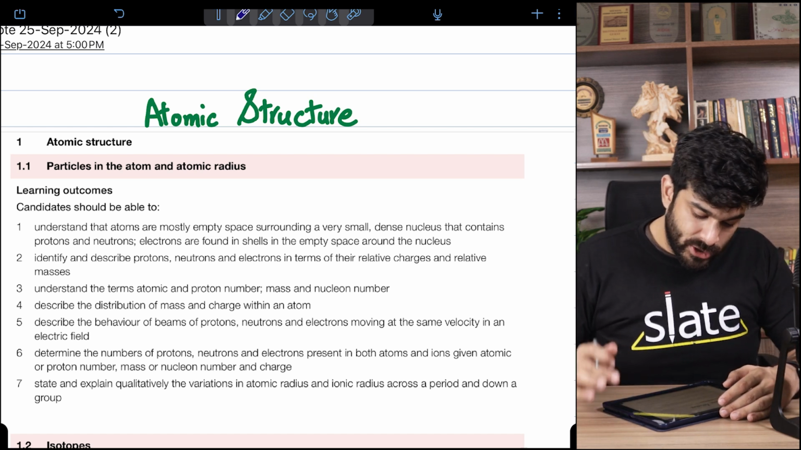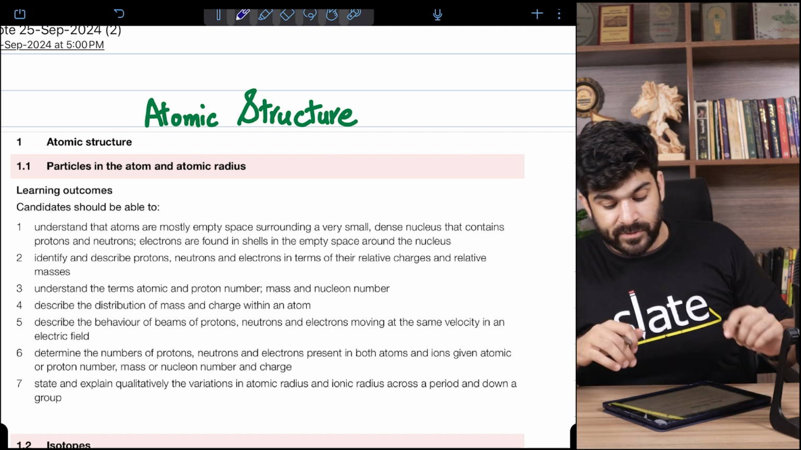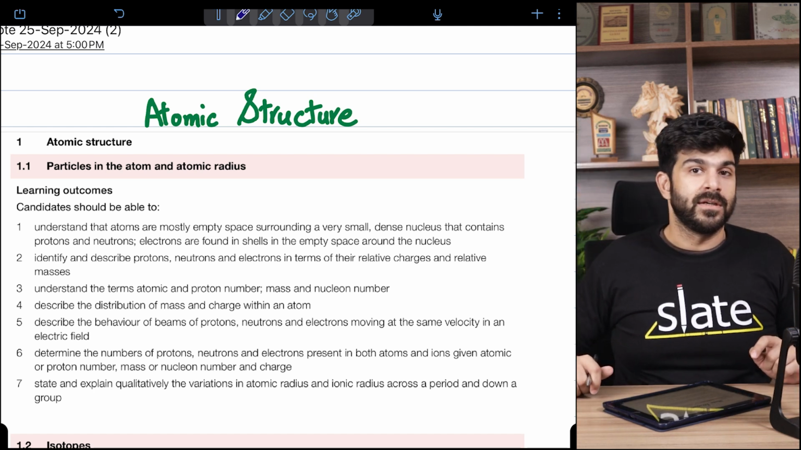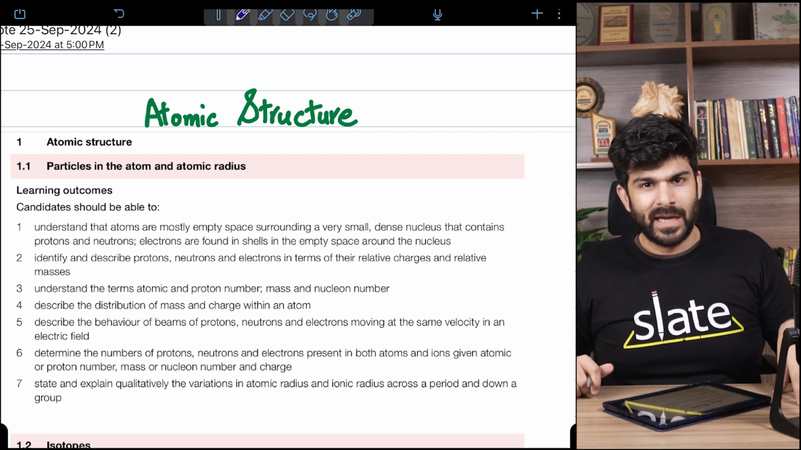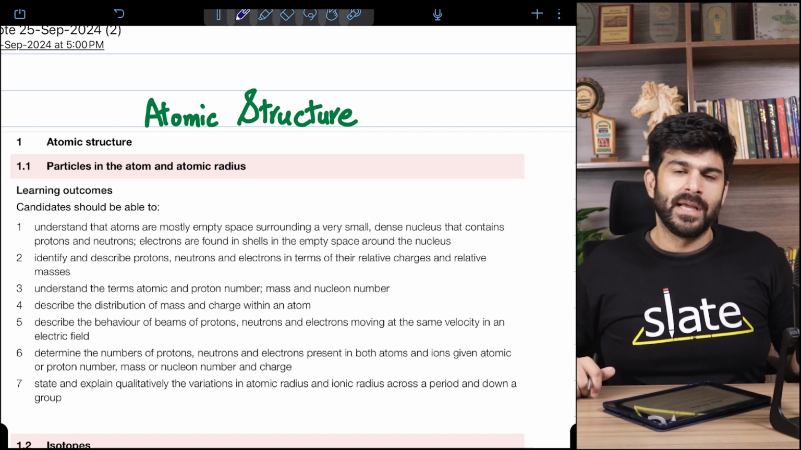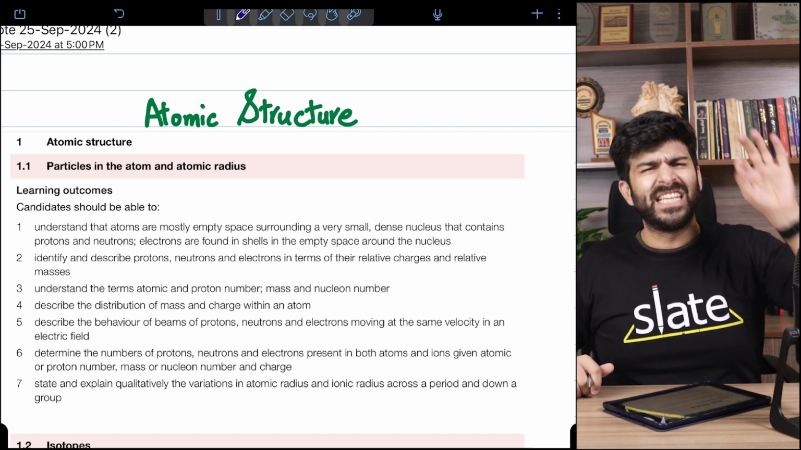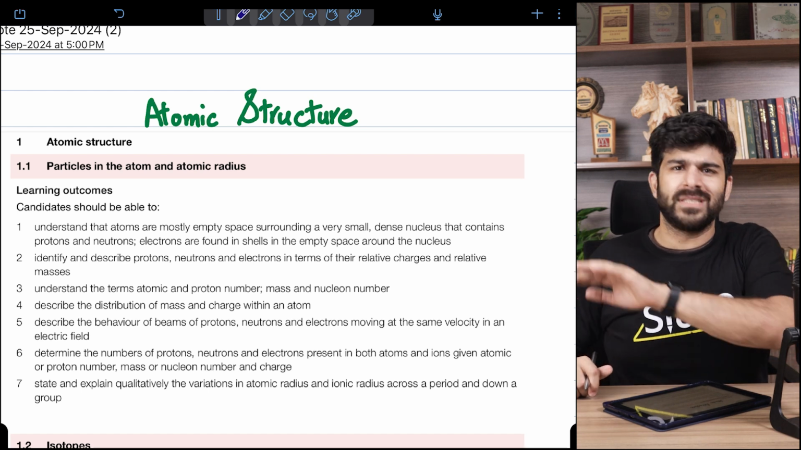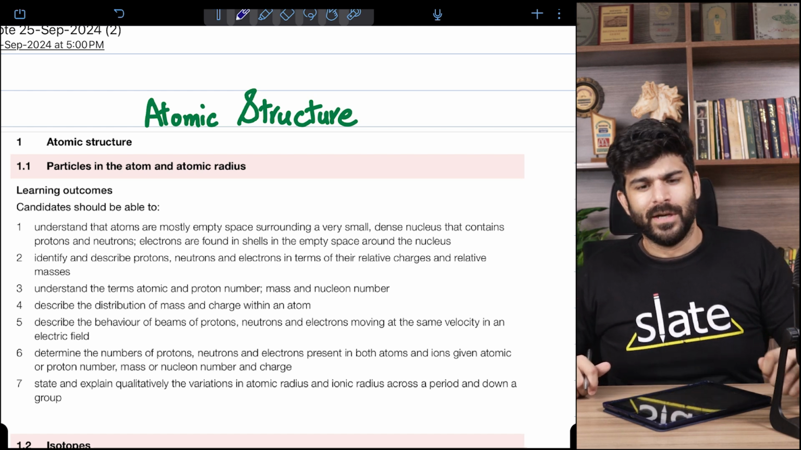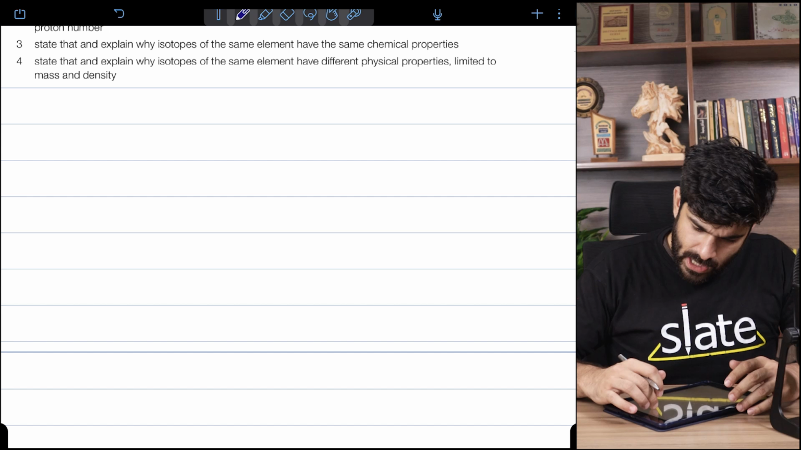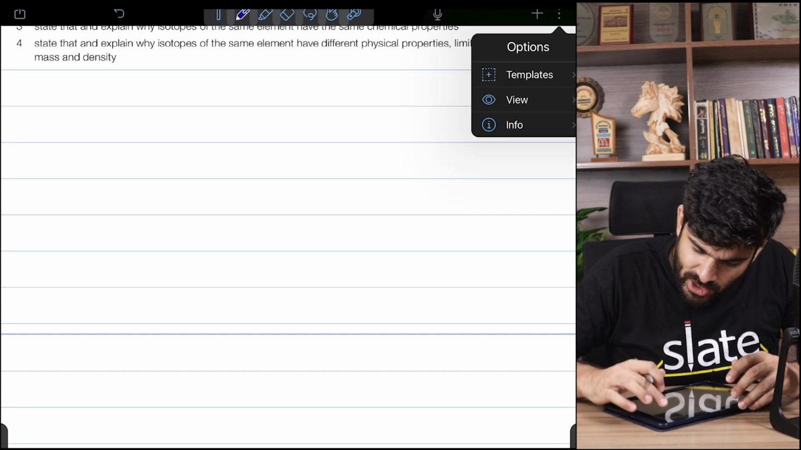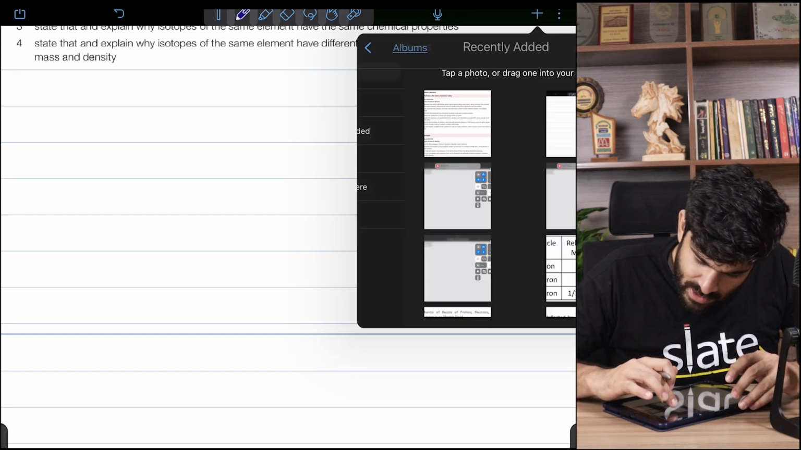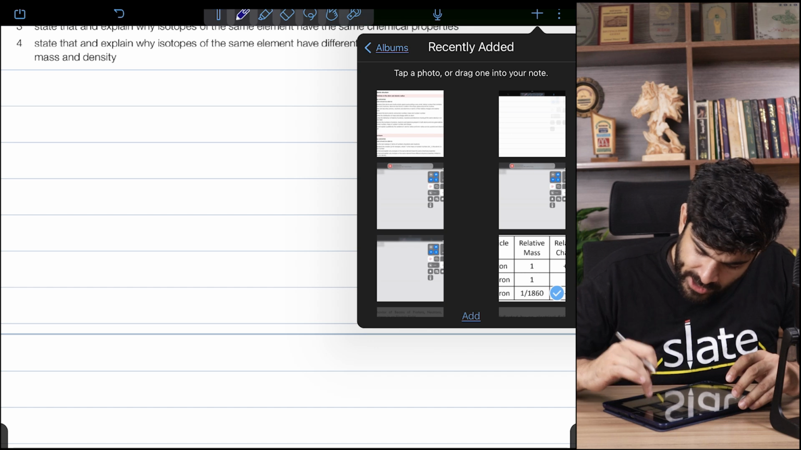Identify and describe protons, neutrons, and electrons in terms of their relative charges and relative masses. Now, this is something important that has come in the exams. And why is it important? Because it's the exact same thing from the O-Levels. And you can score 3 marks easily in this question. So for this one, if we look at it, we just need to add these values. This was a table that you've studied in O-Levels as well.